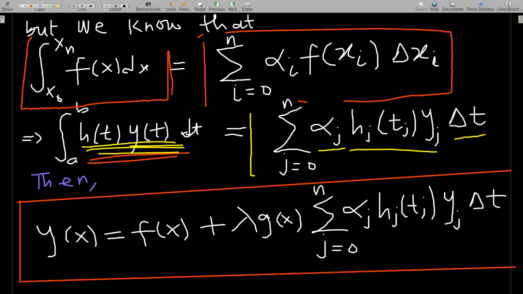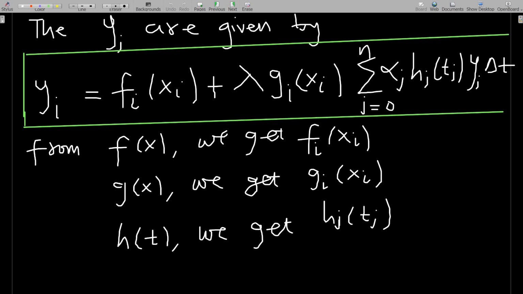If I substitute this part for the integral from a to b of h of t y of t dt, that will be written as a summation inside the integral equation, and then the solution of the integral equation will be given by y of x equals f of x plus lambda g of x, then a summation of that. So our main task here is to find the yj's. From here we know everything, and we also look for delta t and alpha j, and that will be all. You know h of t, since it is given as part of the kernel, so hj of tj will be easy for us.